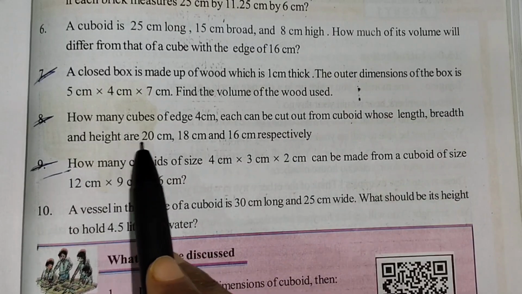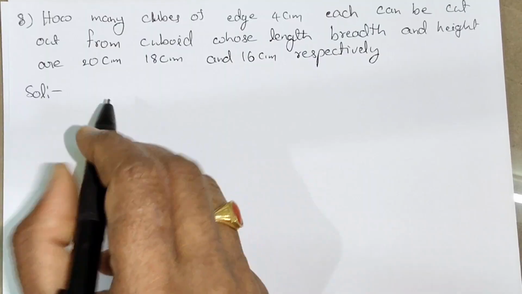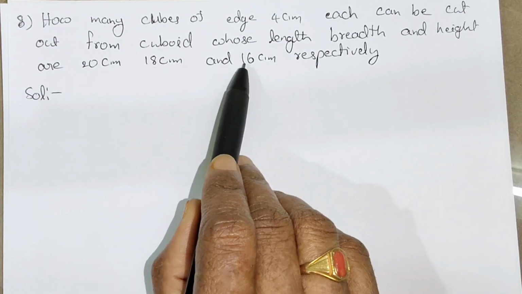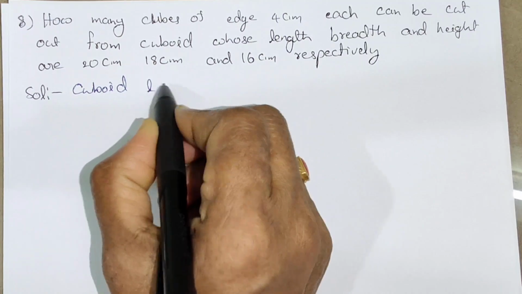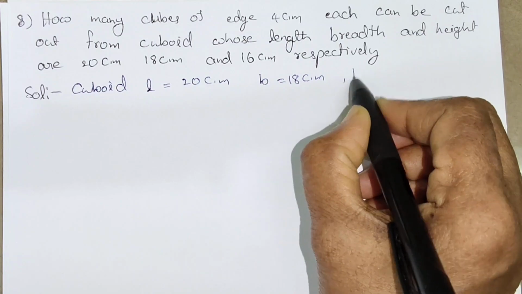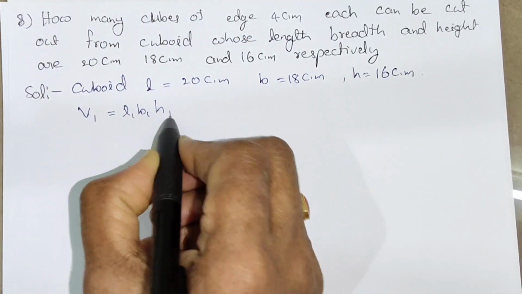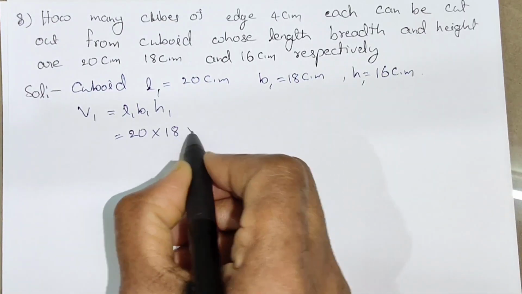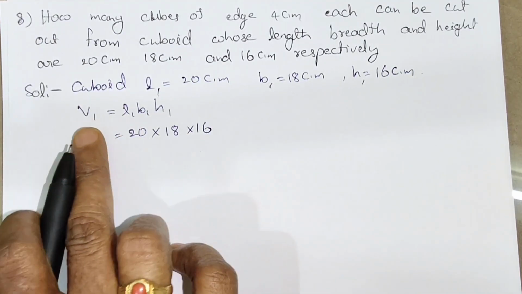So the cuboid measurements are given, and the cube edge is 4 centimeters. First we write the cuboid measurements: length 20 centimeters, breadth 18 centimeters, and height 16 centimeters. Now the volume V1 equals L1 B1 H1. We write these values: 20 into 18 into 16. We multiply these three numbers to get the value of V1.